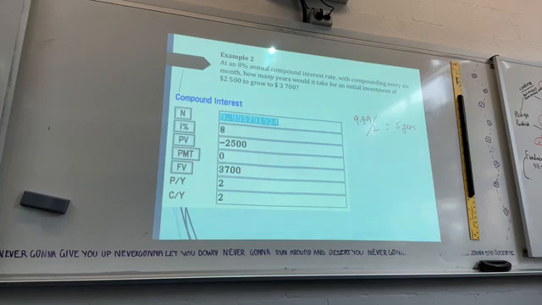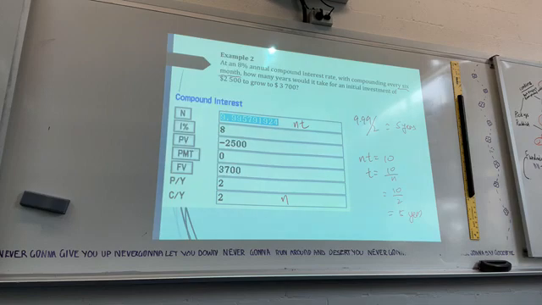You have to say it will take 5 years for the investment to grow to 3700. All right? Why? Because it's compounded every 6 months. So there is now N, this is NT. Remember there's NT? So N is this. NT is 10, and therefore T is 10 divided by N, which is 10 divided by 2, which is 5 years.